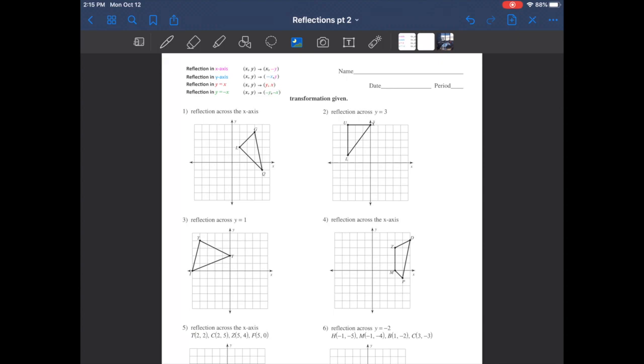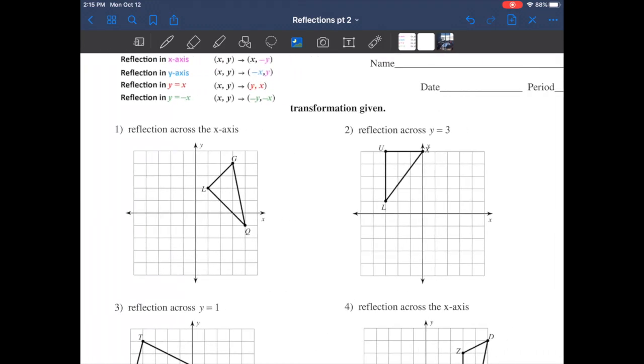Hello everyone, this is a review of chapter 2.2, Reflections. We will be going over how to reflect a shape across the x-axis, the y-axis, and so forth. You will be responsible for copying all of these questions down and answering them. All right, let's start out.